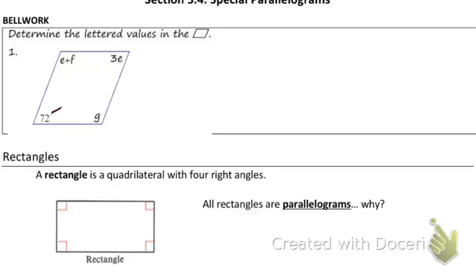Congruent. So opposite angles being congruent would tell us that 72 and that 3e must be the same size. So we'll put little tick marks on there. All right, so then we can get our e by going 3e equals 72. So e is just going to equal 24.